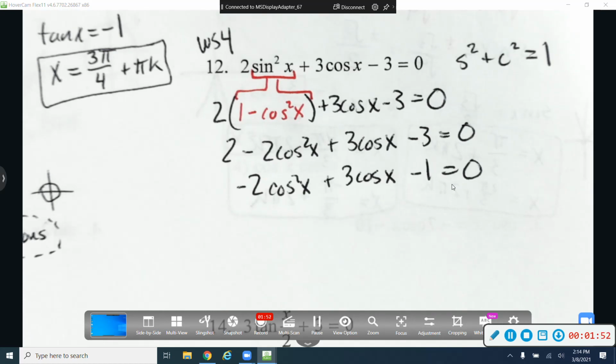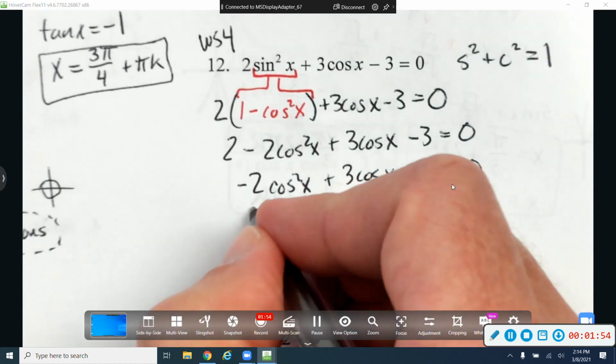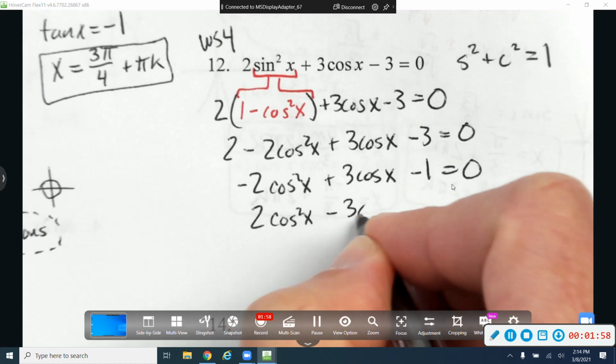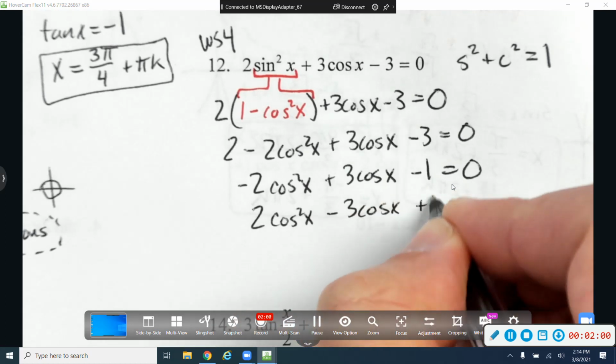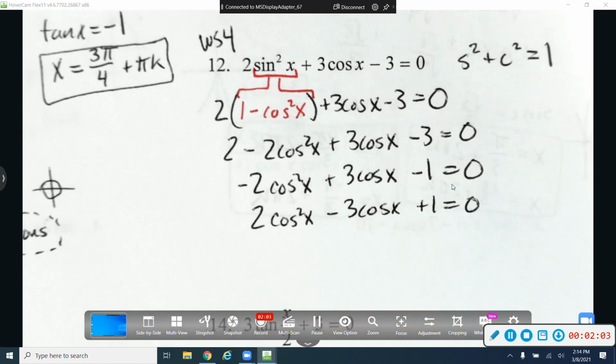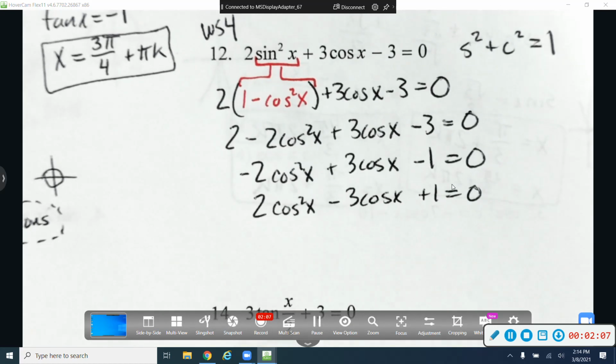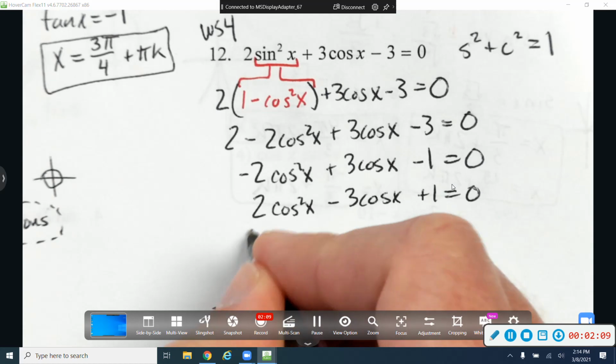Let's divide out the negative. That should make life a little bit easier for us. 2 cosine squared x minus 3 cosine x plus 1 equals 0. I mean, I could have factored it the other way, but I was much more likely to make a mistake with that lead negative in there.